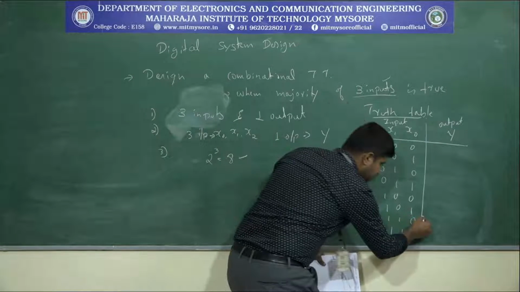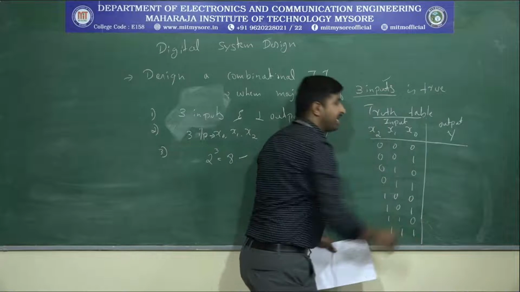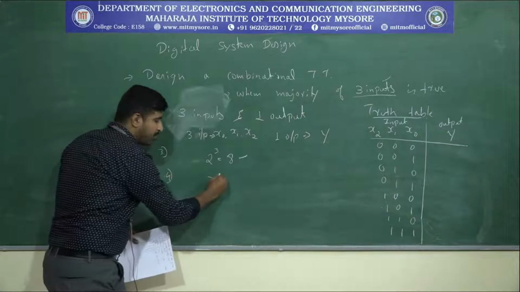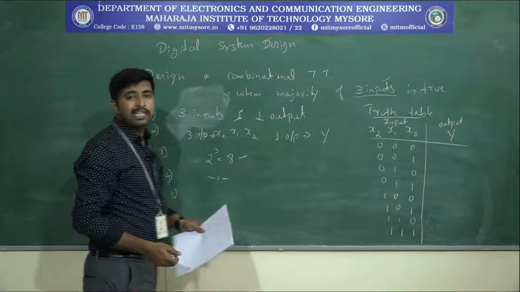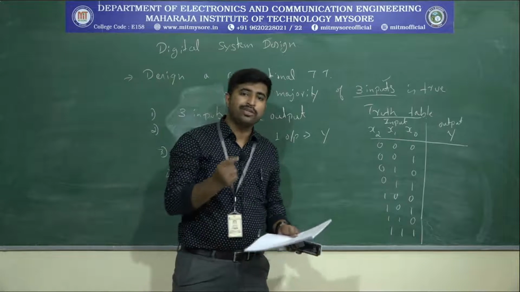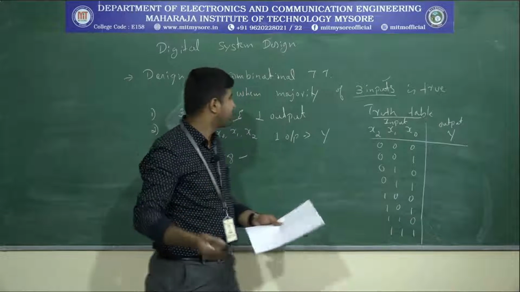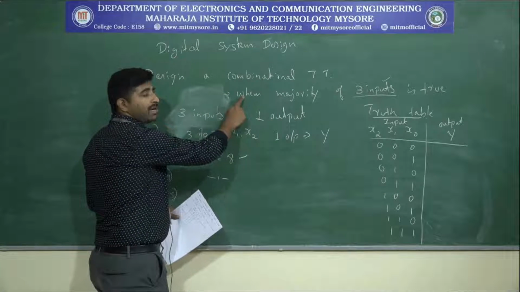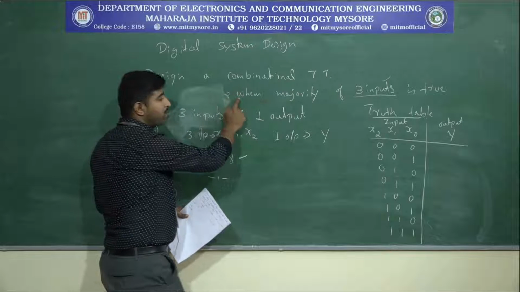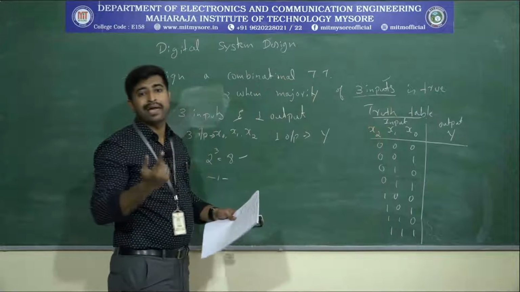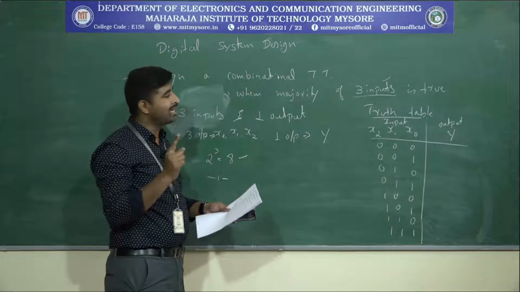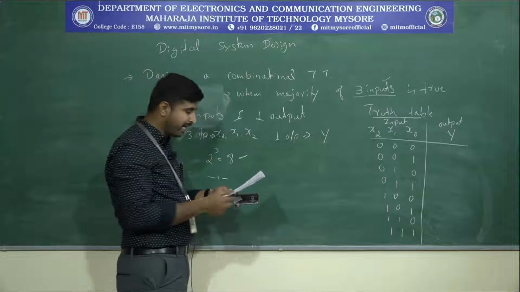Now we have constructed the input part, and the last step is to write the output. We need to assign the output 1 according to the problem statement. So let's see what the problem statement says: when a majority of the 3 inputs is true, then only the output will be enabled.